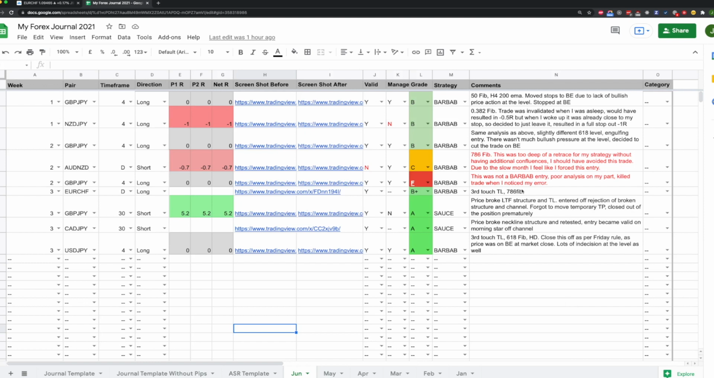So basically, price broke lower time frame structure and the trend line. It entered off rejection of the broken structure and channel. Channel here refers to a moving average channel, right? I forgot to move my temporary TP and I was closed out of the position prematurely. Because it's more of a day trading type setup, I don't tend to leave the trades to run overnight. But in this instance, I did, and I set a temporary TP just in case price pushed into my favor. It did push into my favor, but it didn't hit the TP overnight, so I should have removed the TP. But yeah, I forgot to when I woke up.